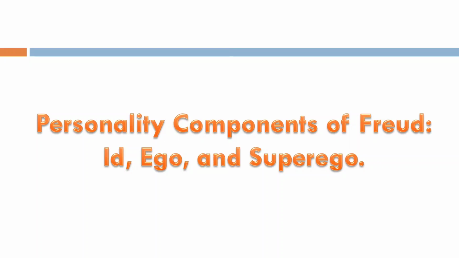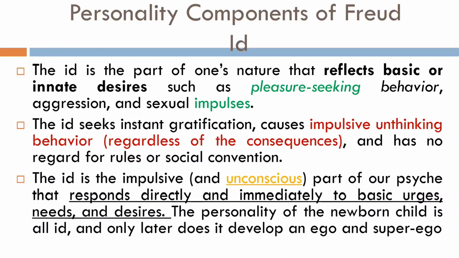Starting with the personality components: id, ego and superego. Id reflects the basic or innate desire, which is based on pleasure-seeking behavior, aggression and sexual impulses. So impulsiveness and pleasure-seeking is the key concept of id, and this is regardless of the consequence of the impulses and has no regard for rules or social convention.